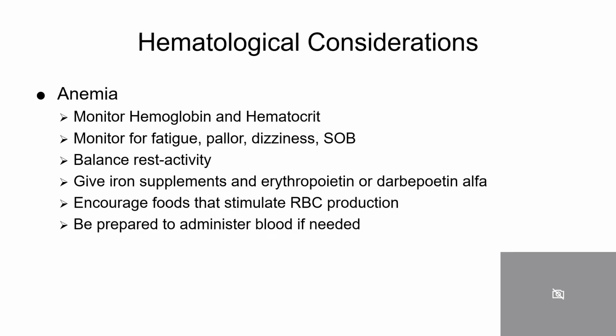As a reminder, when we're looking at these hemoglobin and hematocrit levels, your normal hemoglobin for a male is 14 to 18 grams per deciliter, and for females it's 12 to 16. And normal hematocrit for males is 42 to 52%, and for females it's 37 to 47%.